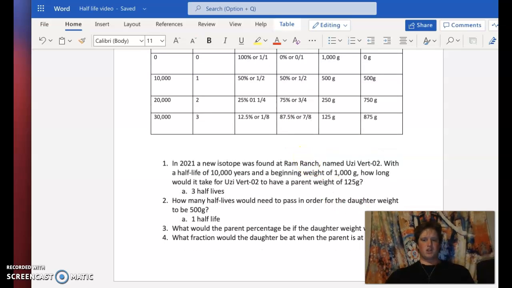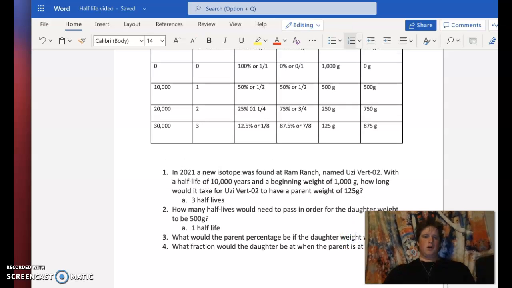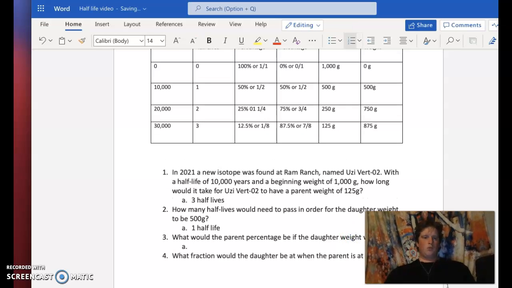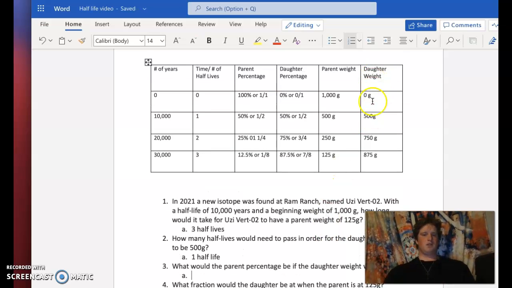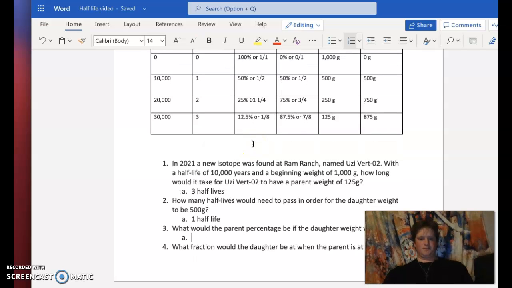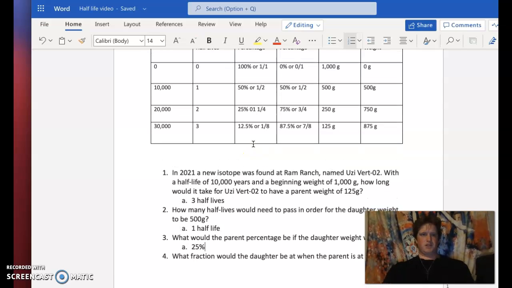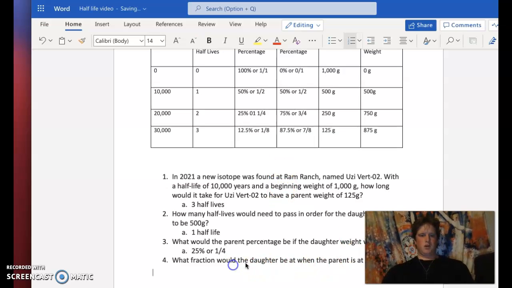So back down to the question of what would the parent percentage be if the daughter weight was at 750 grams? So we got to go over to the daughter weight, 750 grams, then over to the parent percentage. So it'd be 25%, or 1/4.